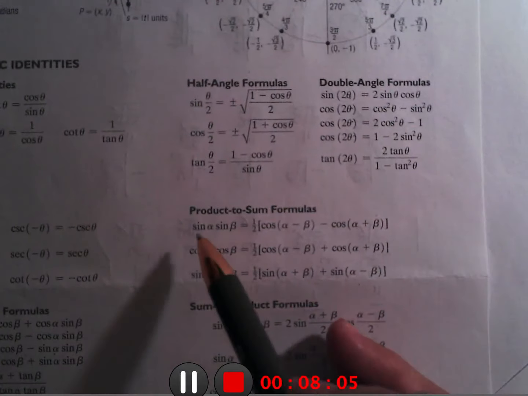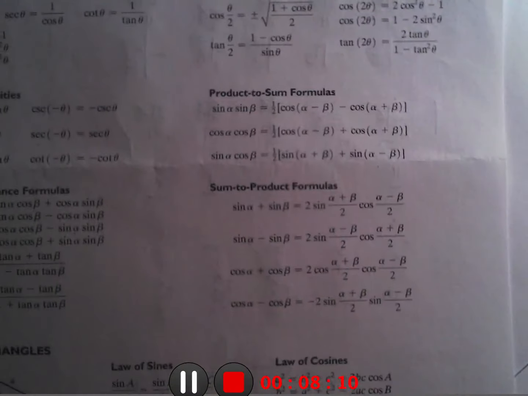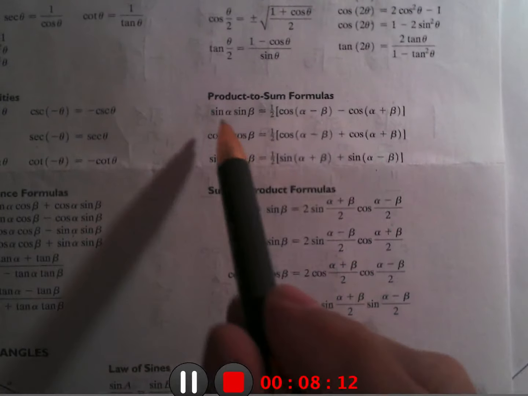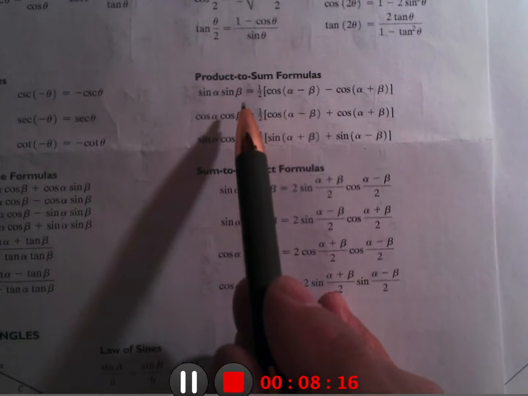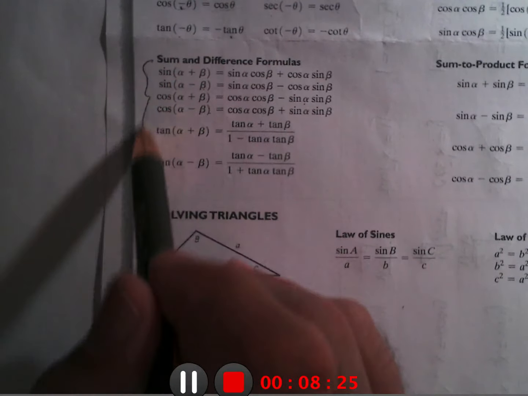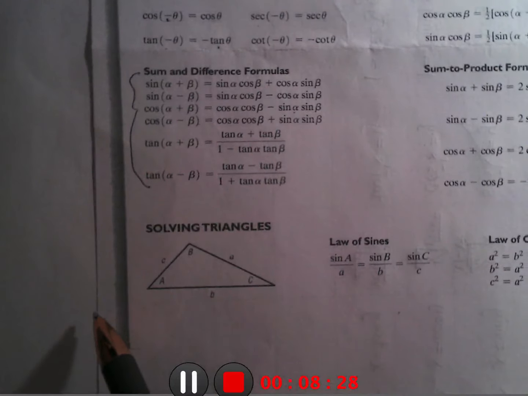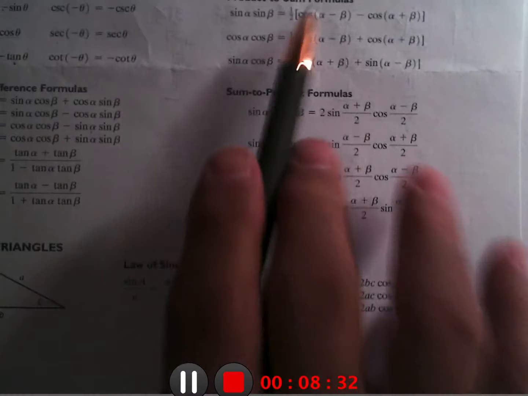Double angle and half angle formulas. Well, to get these, let's first go to sum and difference formulas. These are the most common ones that you need to be familiar with. The others over here are not going to be as important, but these and the half angle and double angle are. So let's go to here.